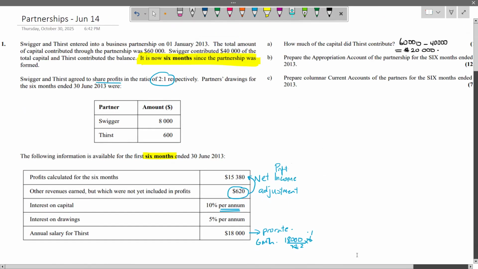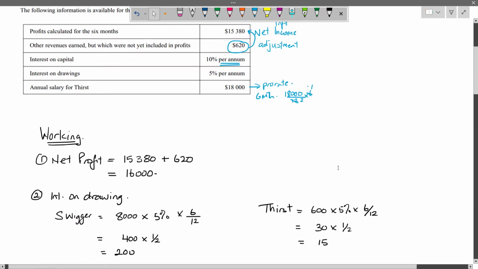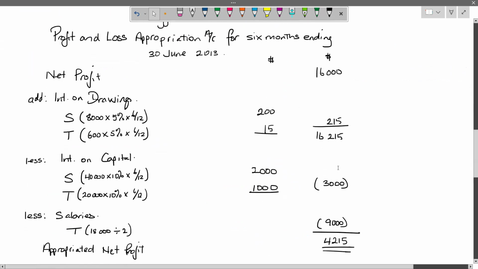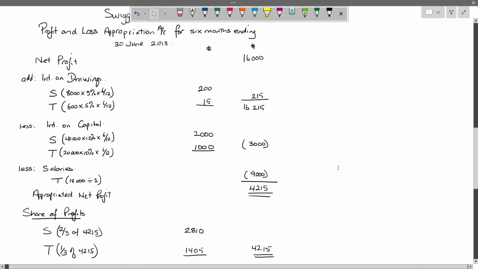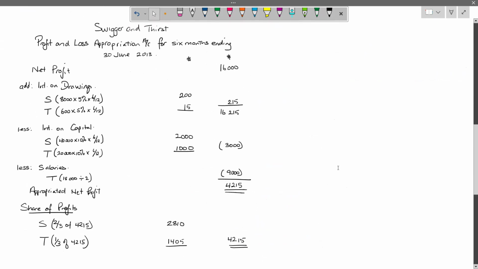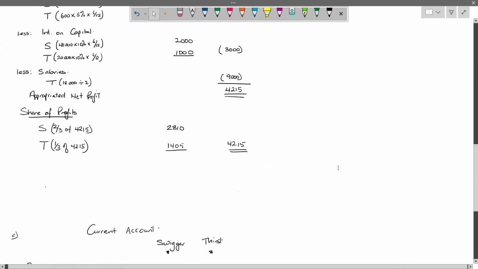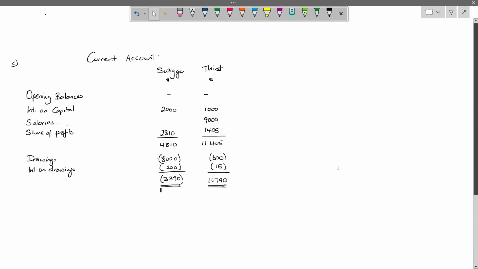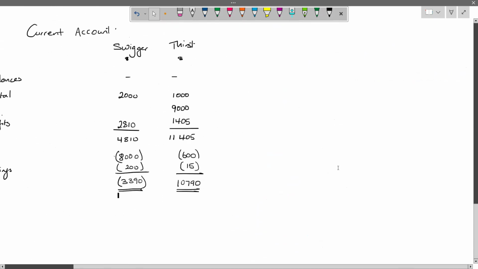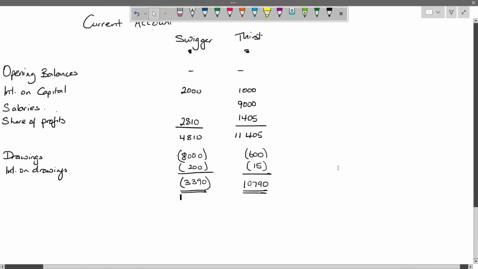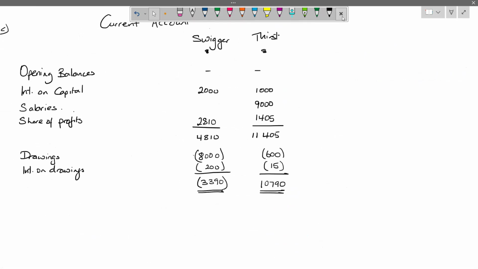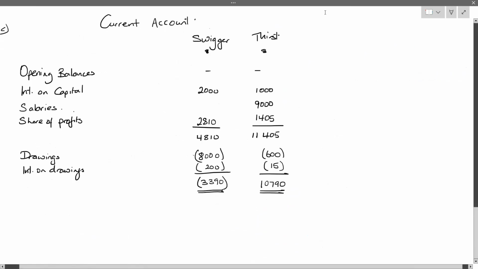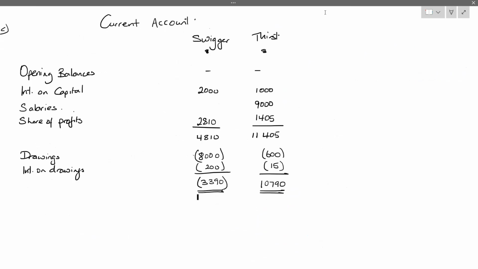Right, that was all that was required for this question. So our profit and loss appropriation account, we ended at 4,215. And then for our current account balances, we see here that TUS and Swigger ended on different closing balances.